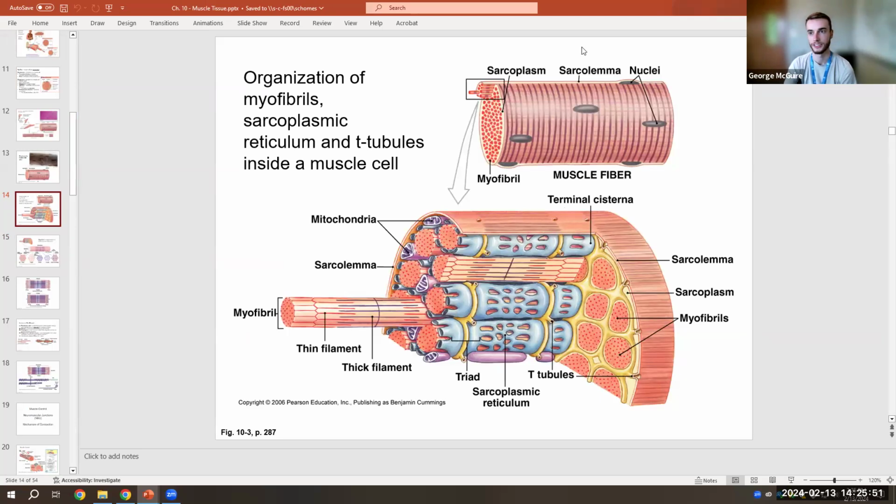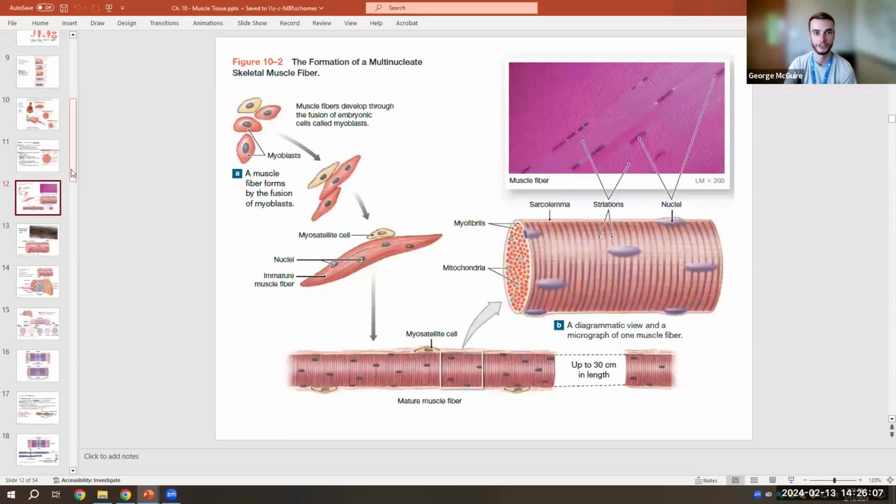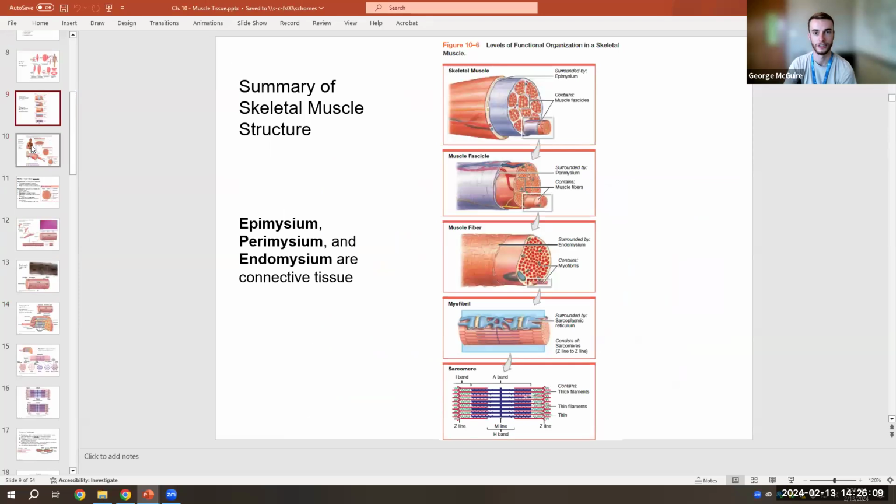Let's do a check-in really quick. I know so far it's been a lot of info dump with new terms and structures of things. I want to get a quick fist of 5 on your confidence with the organization of a muscle, these different levels of structure.